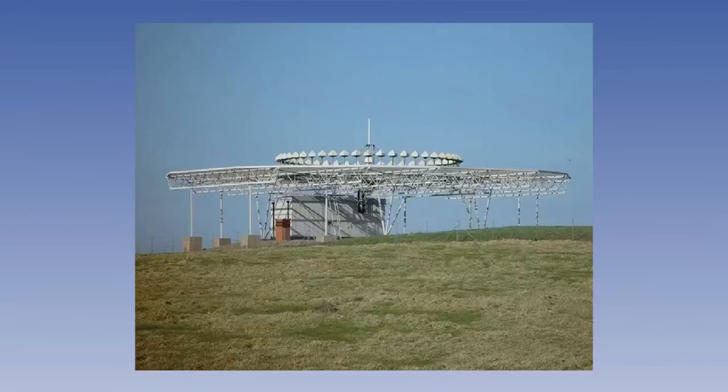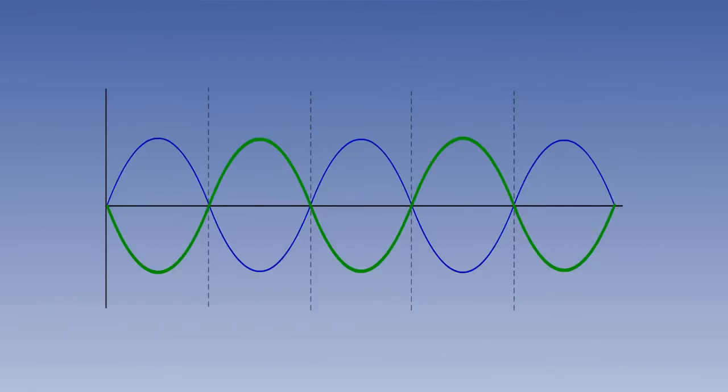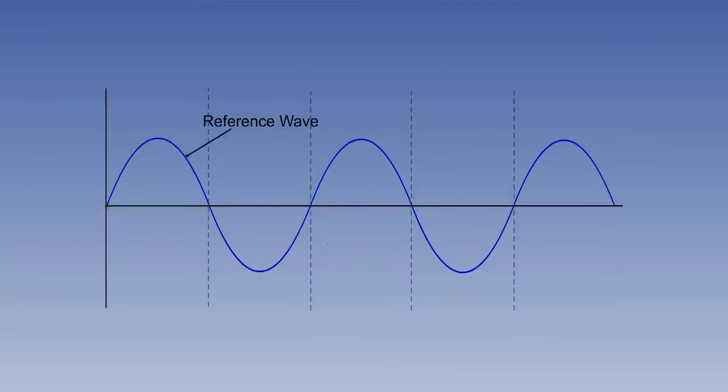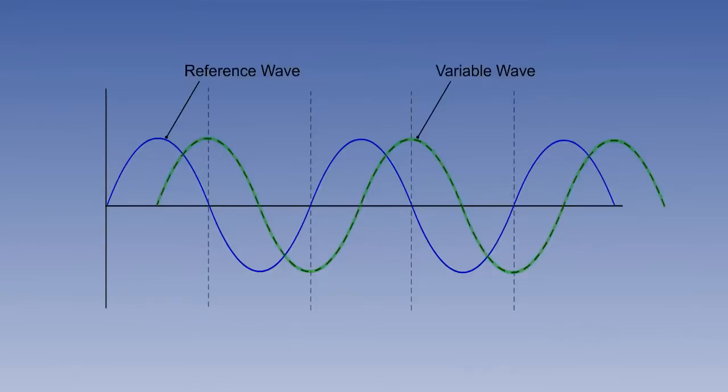Some radio navigation systems, for example the VOR, use the comparison of phase between two signals to define navigational information. This is only possible when the two signals have the same frequency. Otherwise, phase comparison would be meaningless. One wave is designated the reference wave, and the other is designated the variable wave.